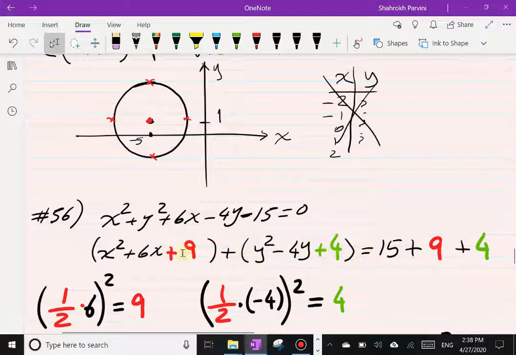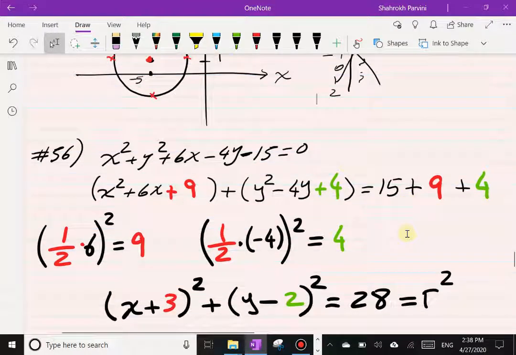Now, anything we do to the left, we do to the right of an equation to maintain the equilibrium, or the balance, of the equation. So 9 and 4 makes 13 on the left, 9 and 4 makes 13 to the right, and so this is balanced. Now on the right side, I combined 13 and 15, got 28. Remember, that is r squared.